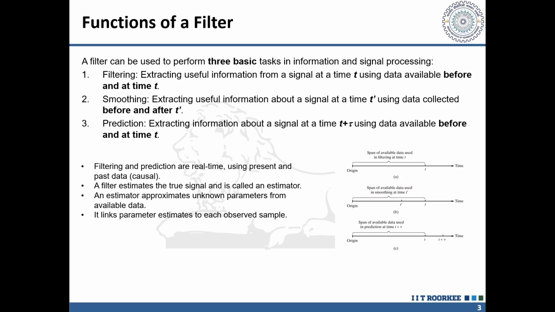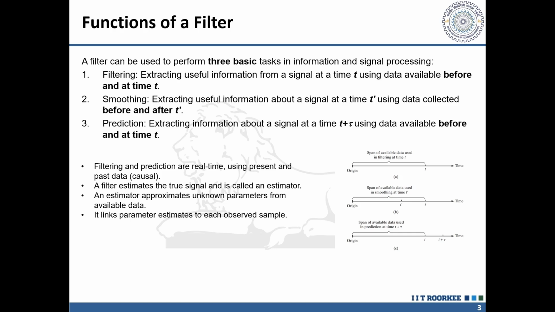Smoothing, extracting useful information about a signal at a time t prime using data collected before and after t prime. And prediction, extracting information about a signal at a time t plus tau using data available before and at time t. While both filtering and prediction are real-time operations, smoothing is not. Real-time operations make use of data available at present and from the past. That is, they are causal.